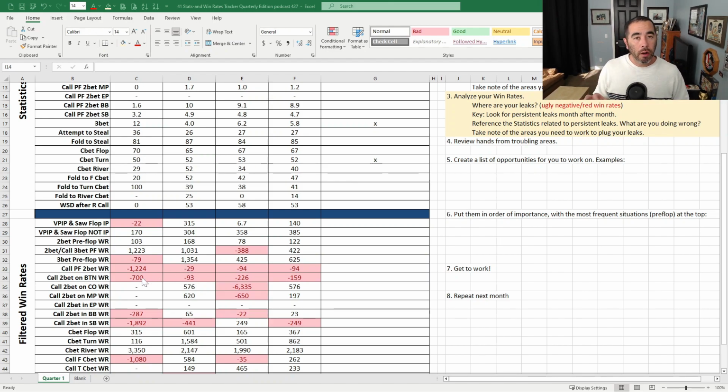My call 2-bet on the button. In November, I was at negative 700 big blinds per 100 hands. In December, negative 93. In January, negative 226. A total for the quarter, calling on the button.